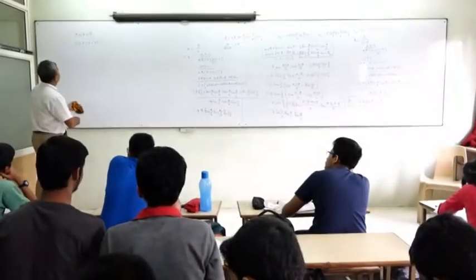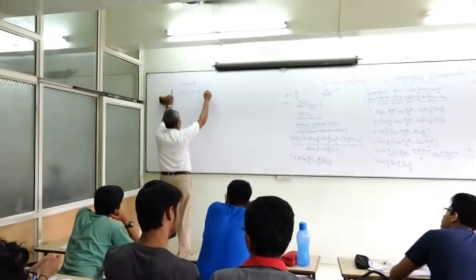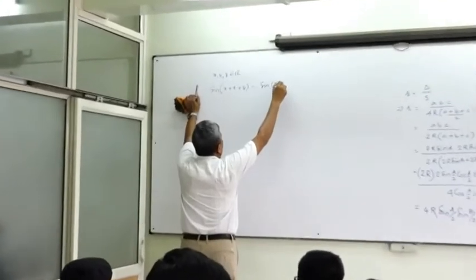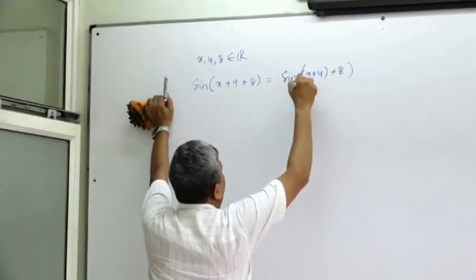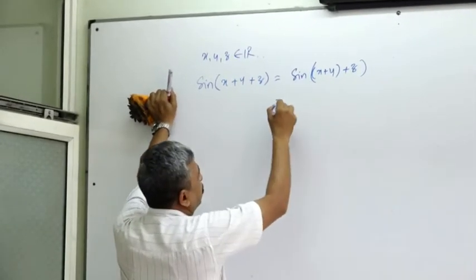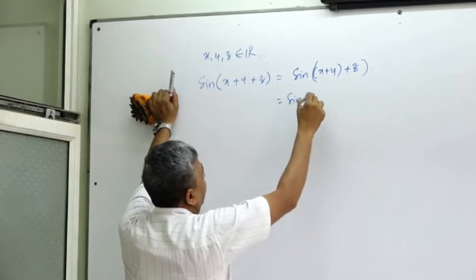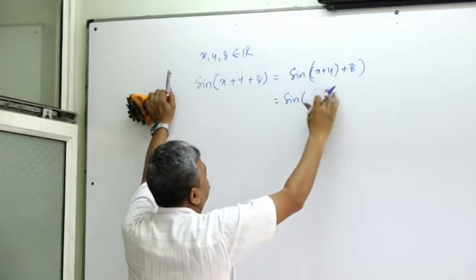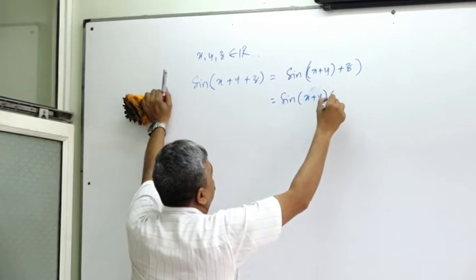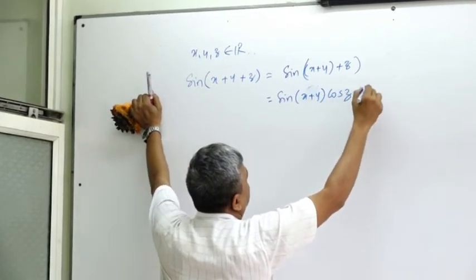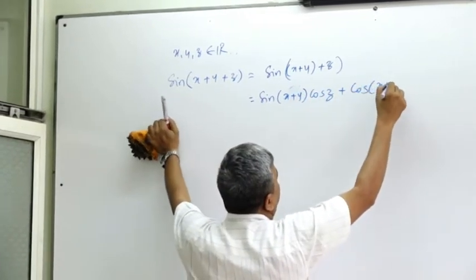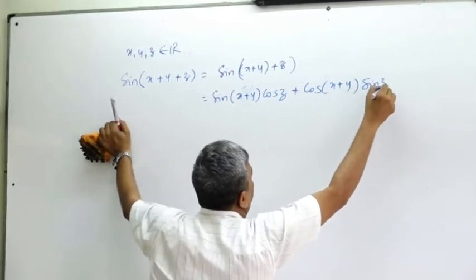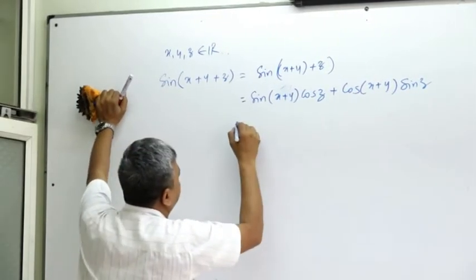Okay. So how are we going to go about it? Sin(x + y + z). So sin(alpha + beta) is equal to sin(x + y) cos z plus cos(x + y) sin z. Simple. I am applying the sin(x + y) formula.